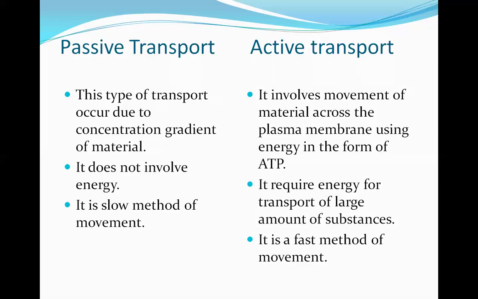So these are the basic differences between passive transport and active transport. Passive transport does not require any energy, and active transport requires energy in the form of ATP. What is the full form of ATP? Adenosine triphosphate. I'm repeating again: adenosine triphosphate. And the next thing is passive transport does not involve any energy, it is a very slow, very natural method. In active transport, energy is added and a large amount of substance crosses the membrane, so it is a fast method. Okay. So this is the difference between active and passive transport.